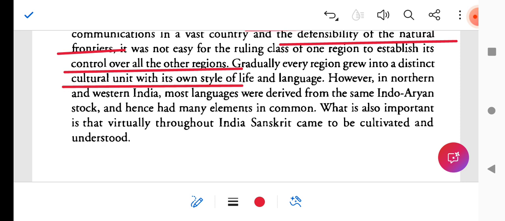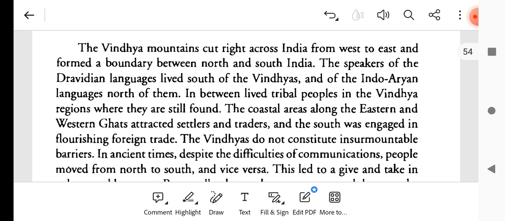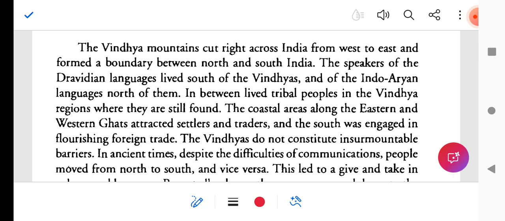However, in northern and western India, most languages were derived from the same Indo-Aryan stock and hence have many elements in common. What is also important is that virtually throughout India, Sanskrit came to be cultivated and understood. Okay, so you should remember Sanskrit was the most important language during or since Rig Vedic period.